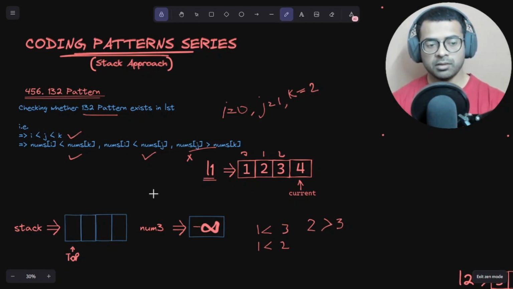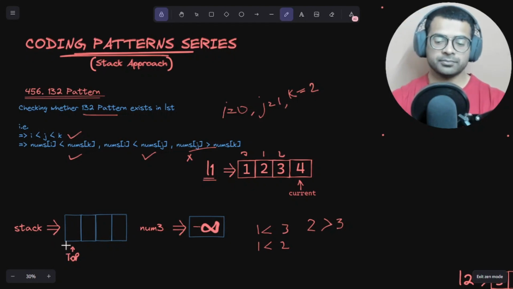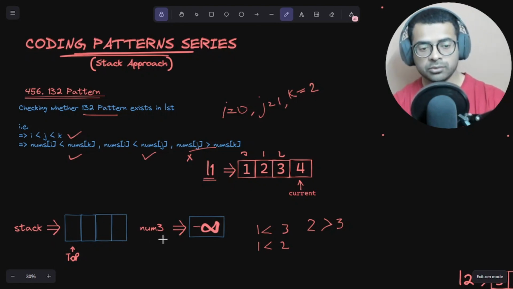Okay, so this is what we have discussed so far, but now let's understand how our code will proceed visually. So here we have this list, which is our given list. Here we have the current pointer that we will use for our traversal, and here we have a stack. The stack will be a list, and top will be the last element in our list, and num3 is a variable that will be initialized using negative infinity.